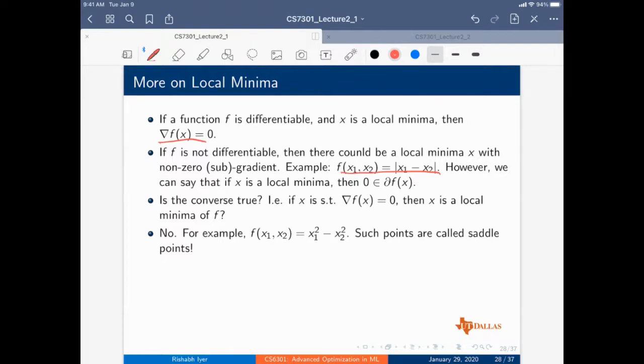But in the case of non-differentiable functions, the condition that we require is that 0 should belong to the subdifferential. So we could have other non-zero subgradients, but there should be at least one subgradient in this subdifferential which is exactly 0. So 0 must be a valid subgradient.